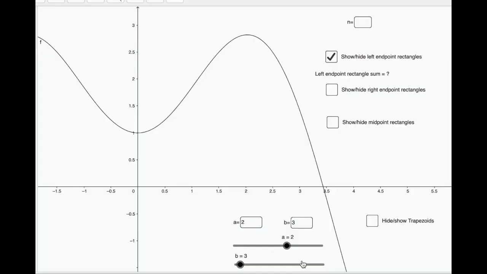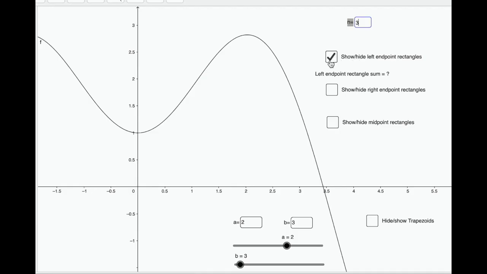Now let's take a look at this GeoGebra animation. I wanted to show you and illustrate how the more rectangles that you have, the better your approximation is going to be. So let's say under this curve, I want to find the area from 2 to 3. So I'm going to set my A at 2. I'm going to set my B at 3. Let's say I want to estimate this using 3 rectangles.